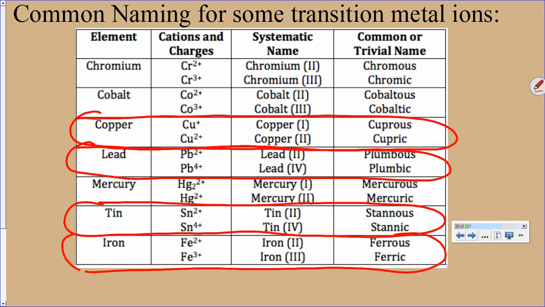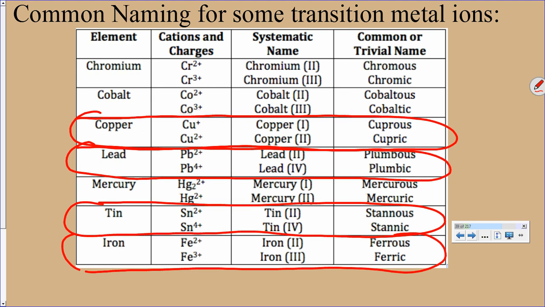So this common naming system works under the idea that the lower common oxidation state ends in -ous, and the higher one ends in -ic. So copper is either cuprous or cupric. So it actually takes the Latin name into consideration. Lead is plumbous or plumbic. So the lower charge of +2 is -ous, the higher charge of +4 is -ic.